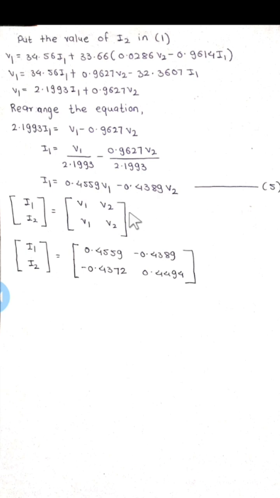We know the matrix for the Y parameter, that is I1, I2 is equal to, in the first row V1, V2, and in the second row V1, V2. We know the equation for I1 and I2. By these equations of I1 and I2, we completed this matrix. Here we completed all our parameters, that is Z, H, ABCD and Y parameters. By this method, we find all the parameters of the two-port network.